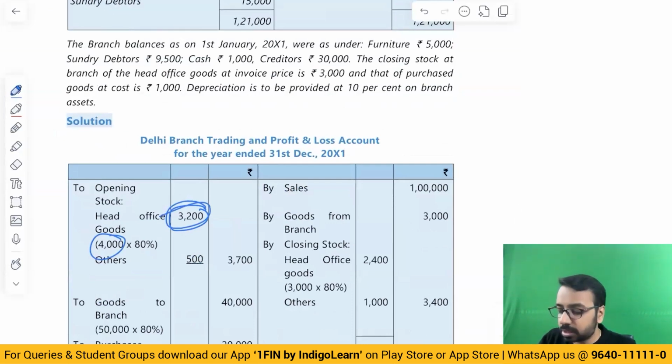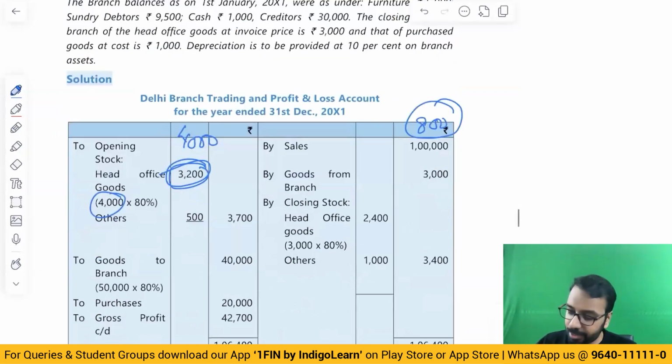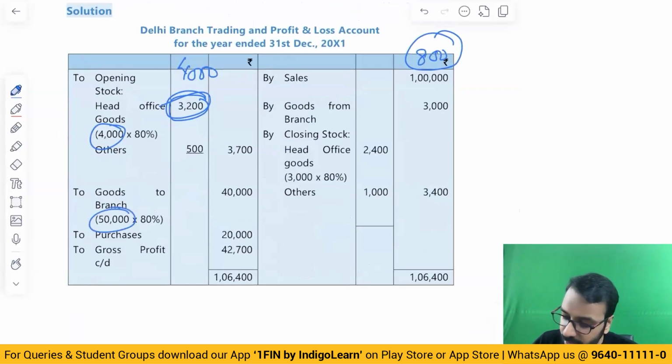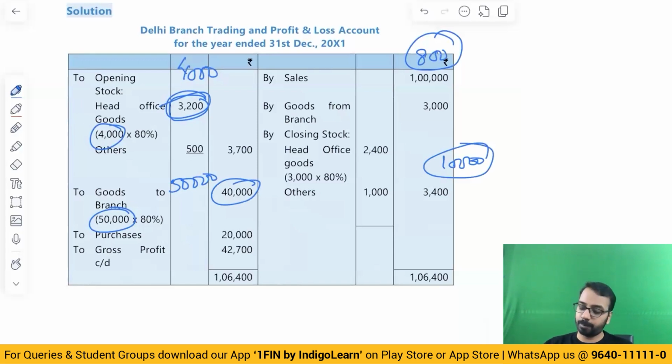If you don't do this, the other thing you can do is take 4,000 here and show 800 as a reserve. Same way, goods sent 50,000, you can show 50,000 here and 10,000 as reserve, or you can show the net amount balance as well.